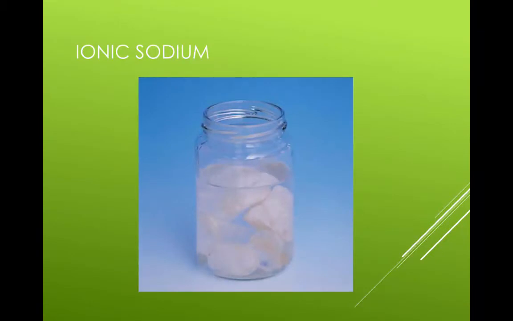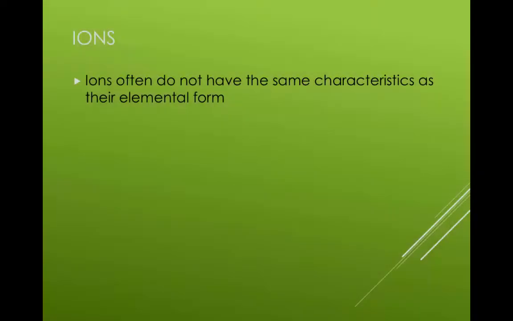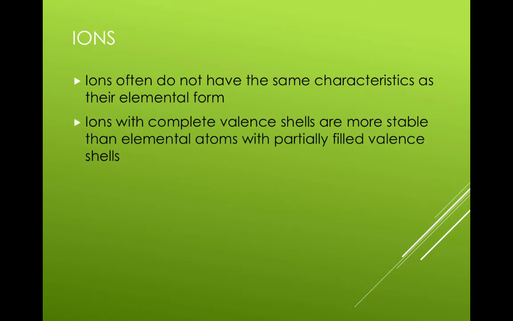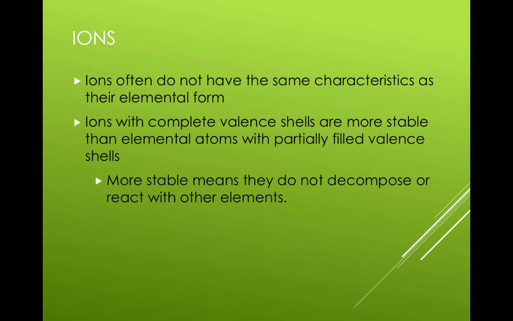This is what ionic sodium looks like when combined with chlorine ions and mixed with water. It is a white crystalline solid that is stable and safe to eat. It's also known as table salt. Ions often do not share the same characteristics that we find when it's in elemental form. If we have a complete shell, they will be more stable than elemental form. Stable means that they will not decompose or break down or react with other elements well.